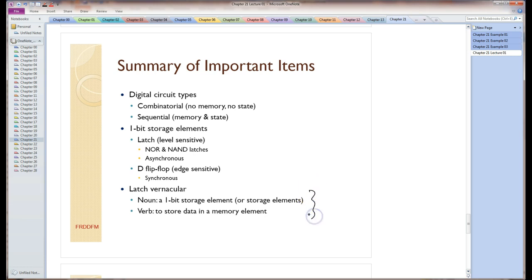So we've seen this before. It's the notion of latching something. A latch is a 1-bit storage element, but I can latch data into a latch, or I can latch data into a flip-flop. So essentially I'm latching data into a memory element. Common, super common term, we'll use that pretty much forever in this course.